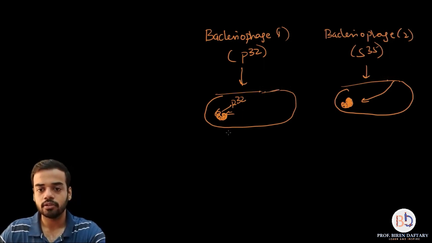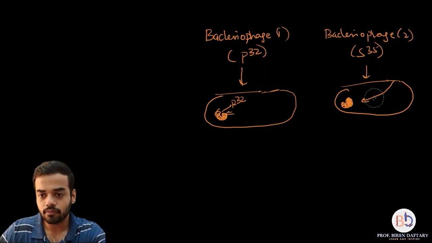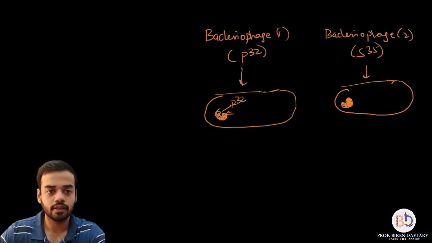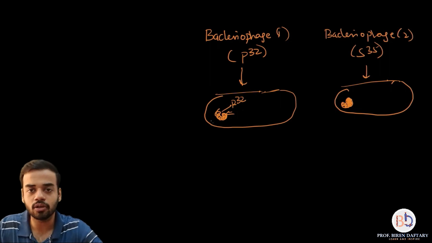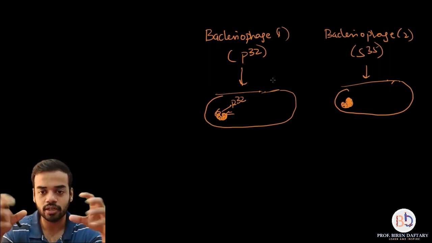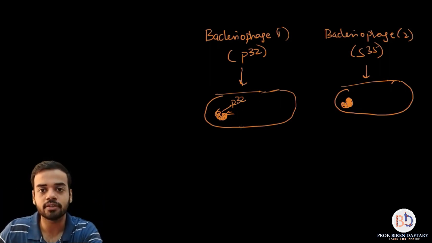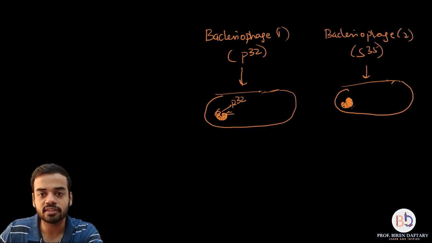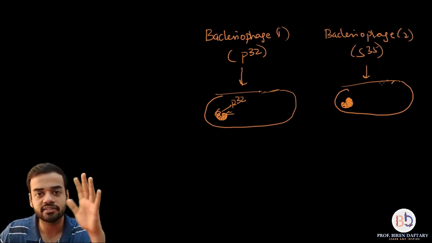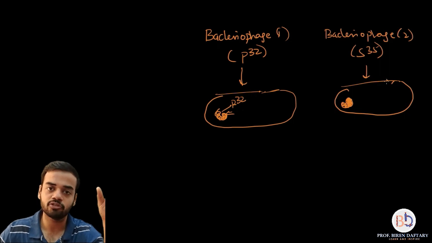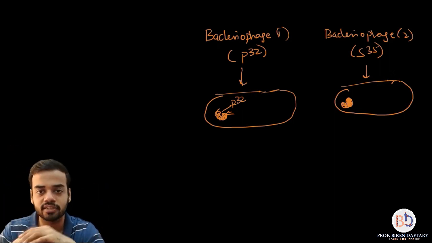Correct. So over here, if you see in the first E. coli, if you do the testing of that E. coli, you will find that it has got P32. Whereas if you do the testing of the second E. coli, you will not find S35, because S35 was present on that ghost and it was removed during centrifugation.